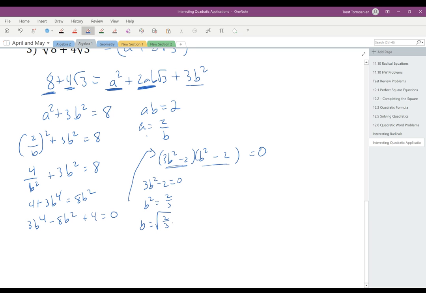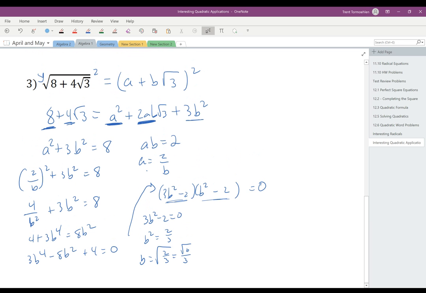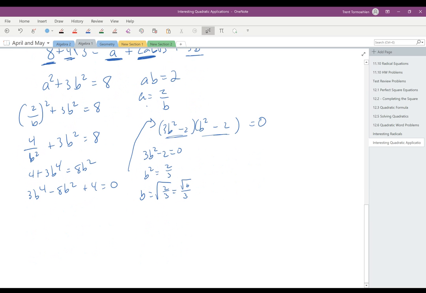Well, the square root of 2/3 just turns out to be the square root of 6 over 3. It would be plus or minus, but we know that we've got to have positives up here, and so it's going to be a positive value for our b. The negative value is not going to work. For this one, we get a nicer answer. b squared equals 2, so b equals square root of 2. So plus or minus square root of 2, plus or minus square root of 6.